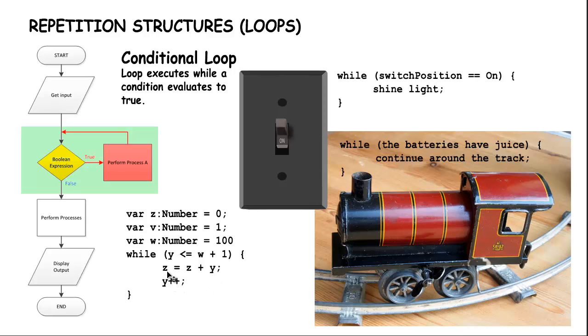And the first statement is we're going to replace the value of z by the value of z plus the value of y, in this case 0 plus 1. And then we're going to increment y. Now if we didn't increment y, we would have an endless loop.